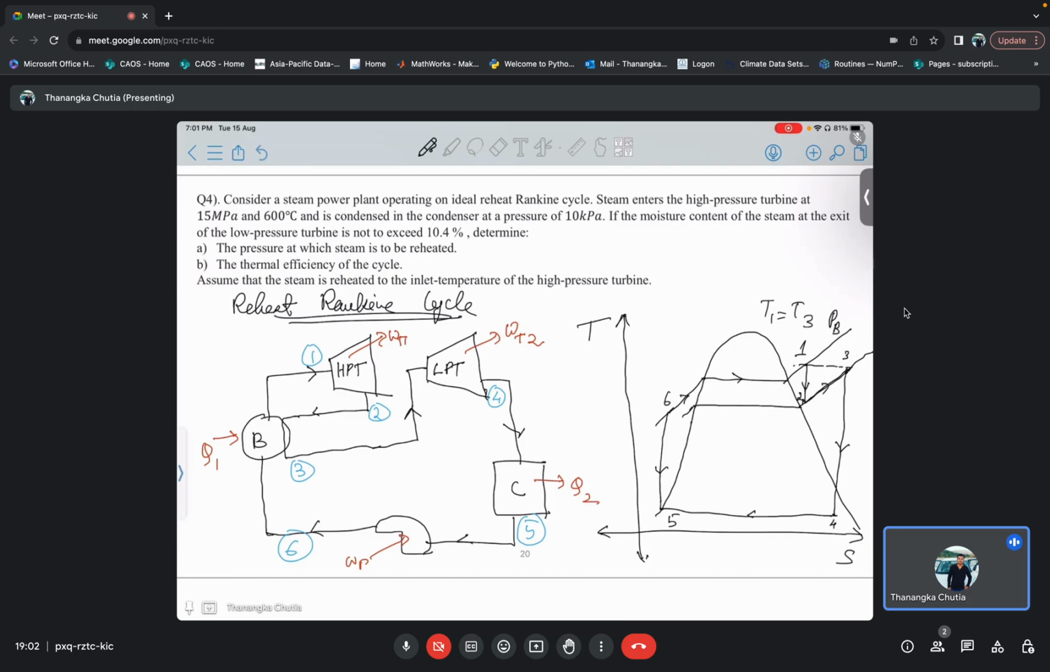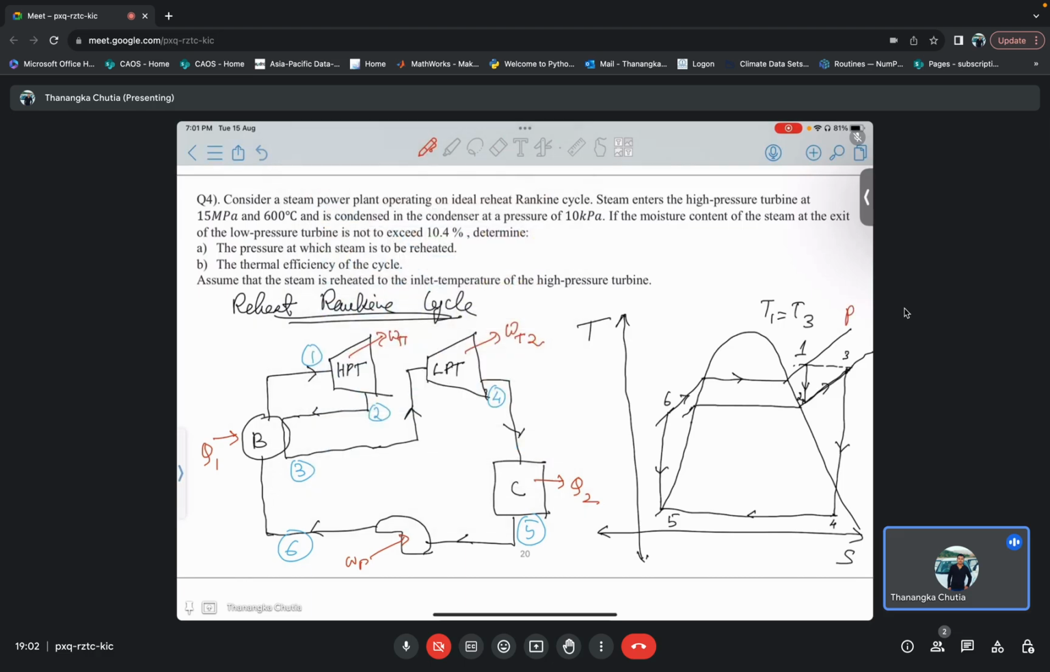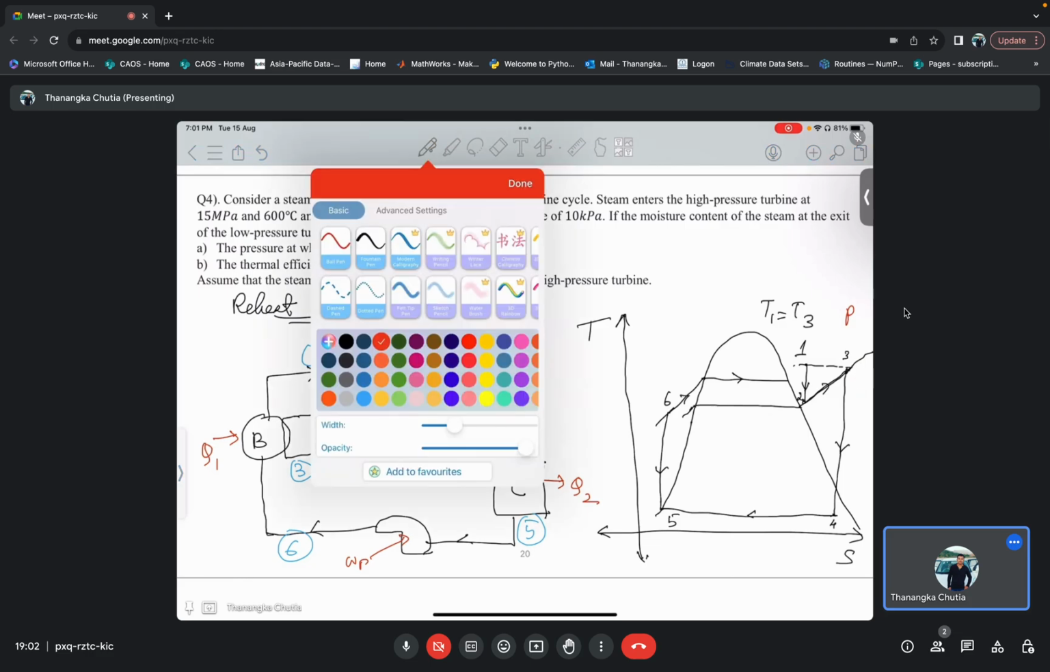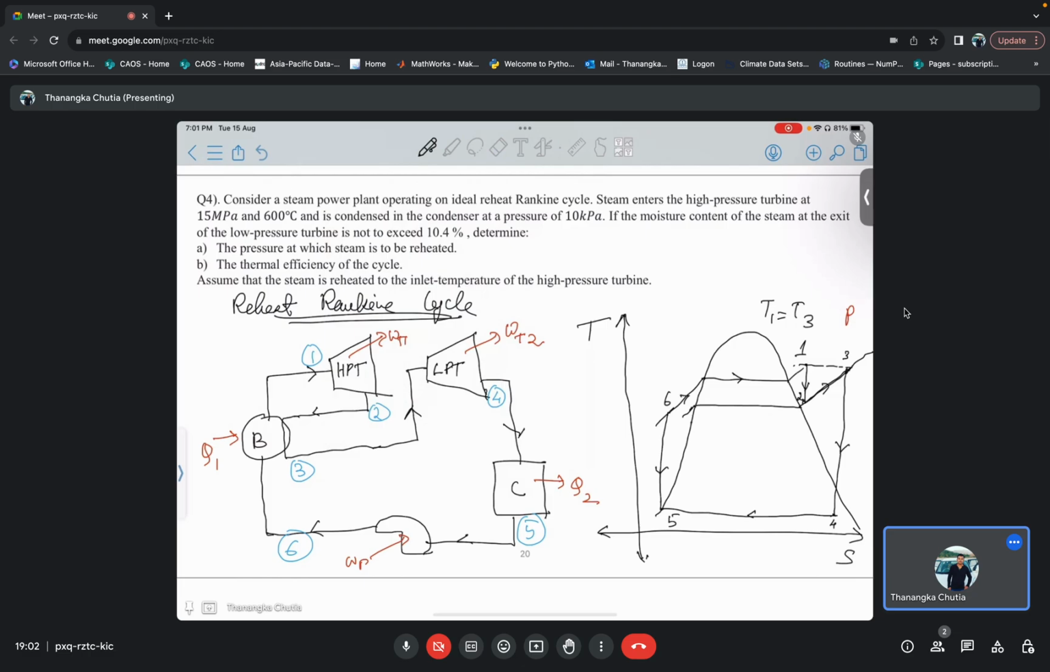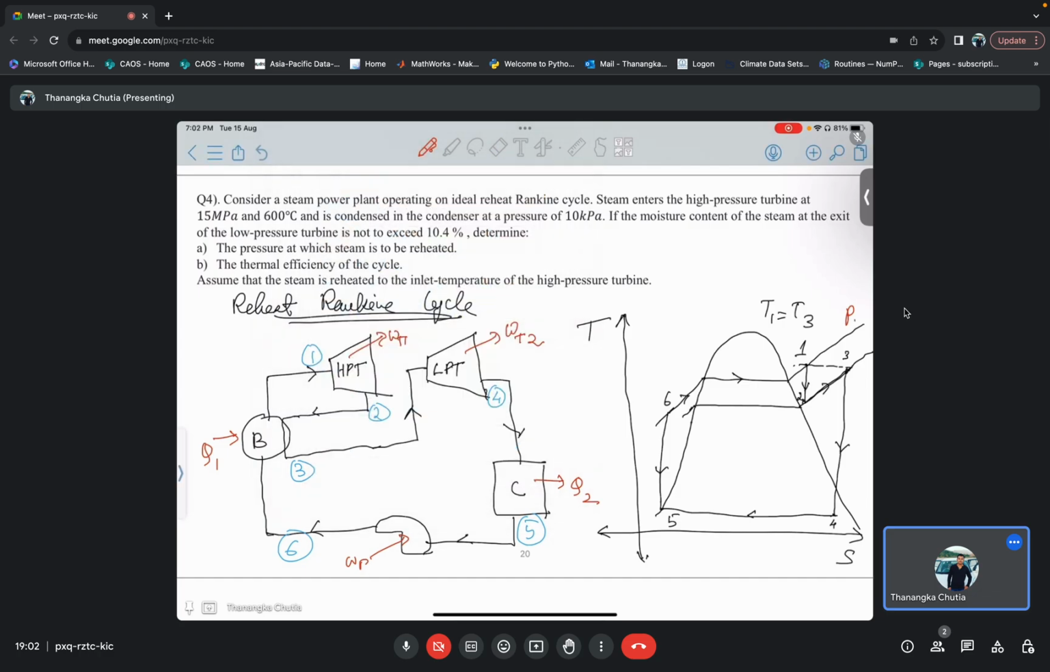From that low pressure it is again expanded. Let me use some other colors for the pressures. If this is my P1, this is my P2, let me name these as A, B, C. This is PA, this is PB, and this is my PC. Okay, so from PB to PC it is now coming back again.